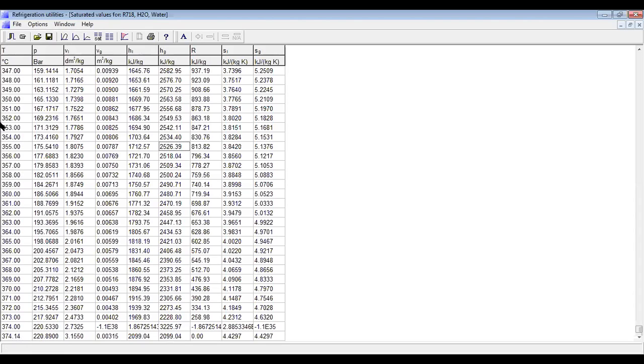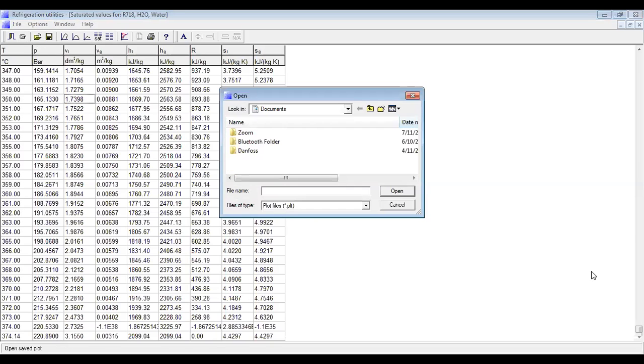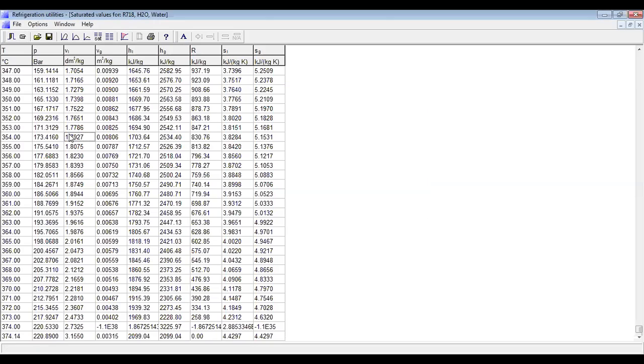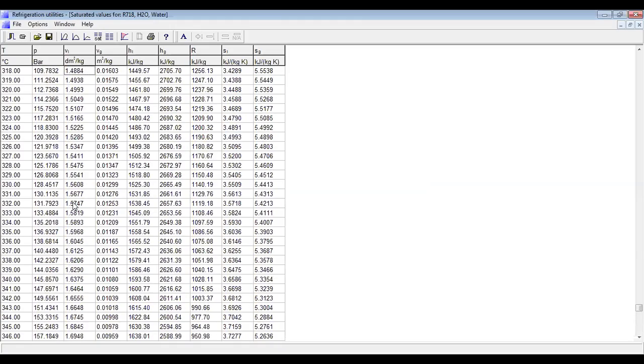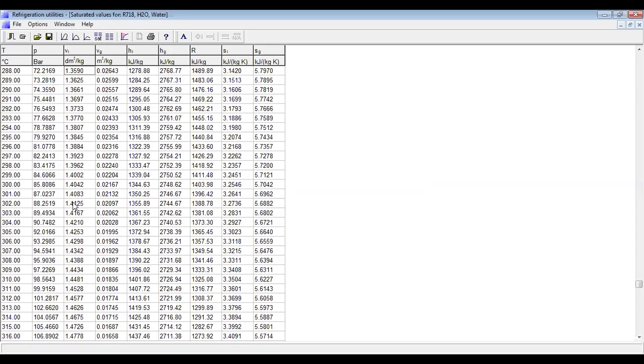You can take screenshots, you can even do some calculations, take printouts. So this is very good. You can save some, and you can open new ones. Anyway, it's good to have this CoolPack software to have a property database.